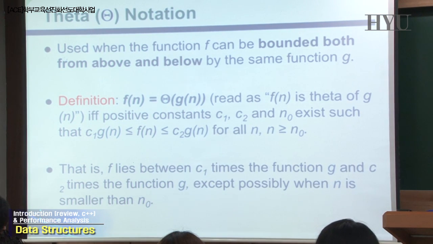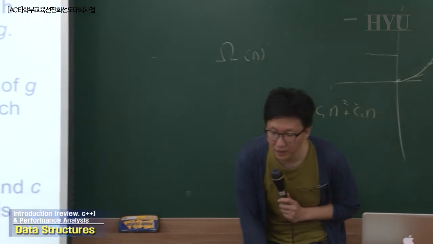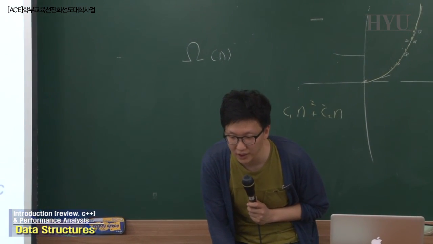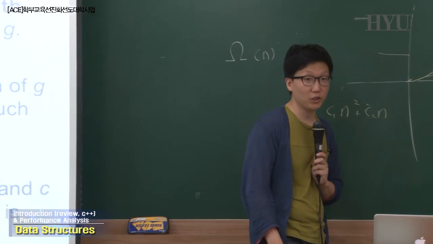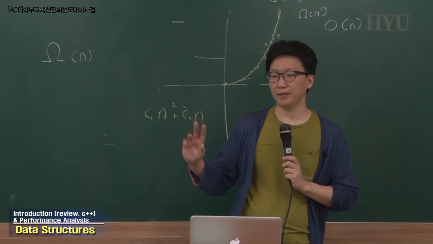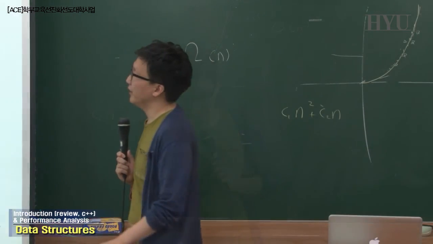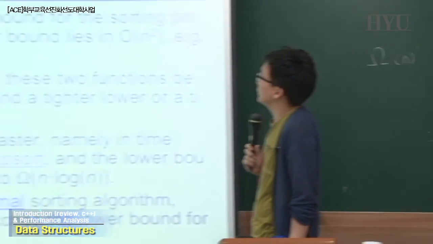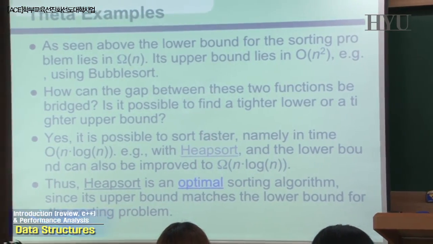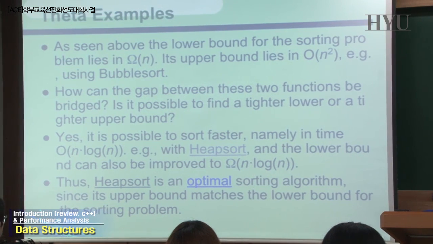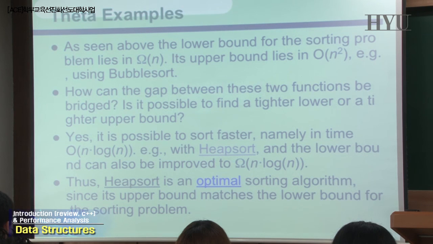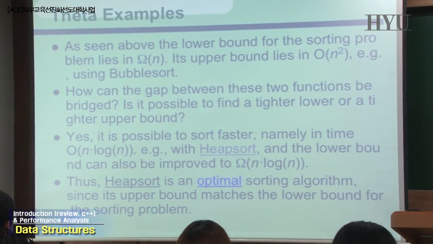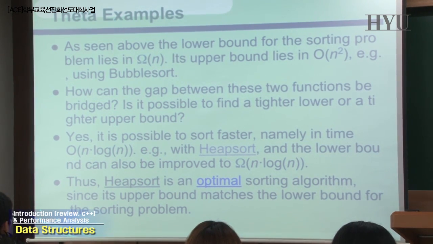Again, I'm just going to read it. That is, f(n) lies between c1 times the function g and c2 times the function g, except possibly when n is smaller than n0. Same thing that I explained here. Seeing that the lower bound for the sorting problem lies in omega of n, its upper bound lies in big O of n squared. Using bubble sort, how can the gap between these two functions be bridged? Is it possible to find tighter lower bounds or tighter upper bounds?